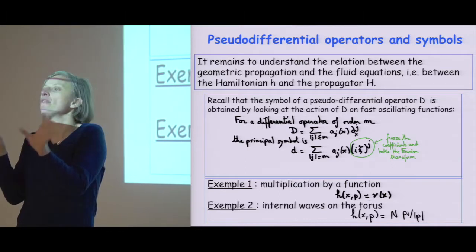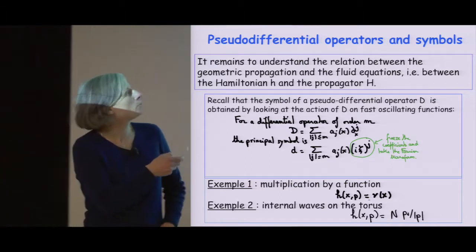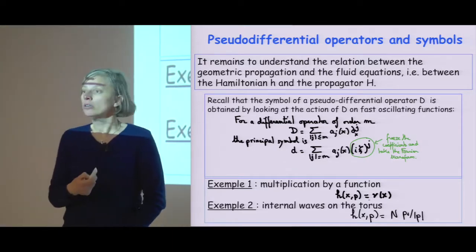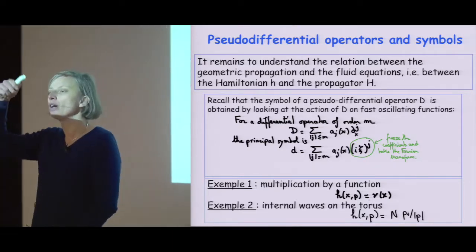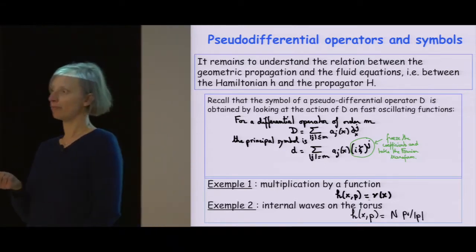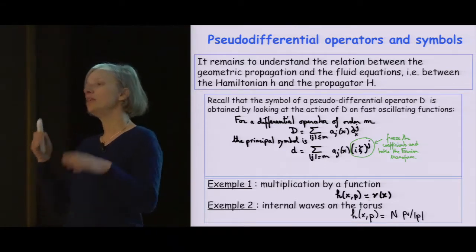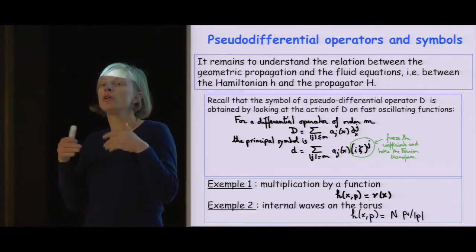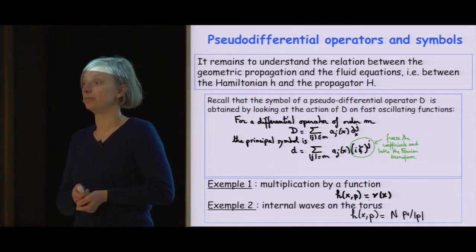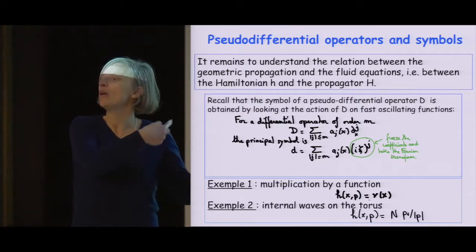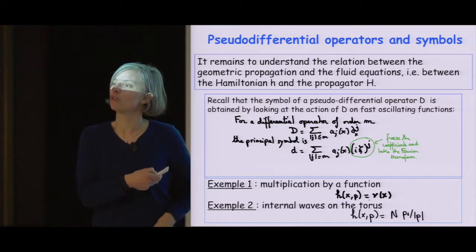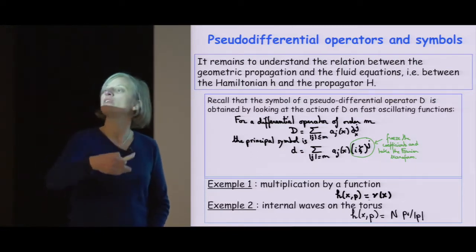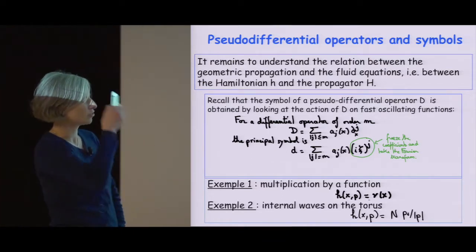So now what I have is a doubling of variables, and I obtain this when I freeze the coefficient and take the Fourier transform, or equivalently when I look at the action of the operator on a very fast oscillating function. Okay, so this is the symbol. And if you think about it, this is exactly how you get the dispersion relation from the wave operator. The way I obtained the dispersion relation is exactly by doing this kind of thing, except that then I diagonalized the operator, but it's essentially the same.